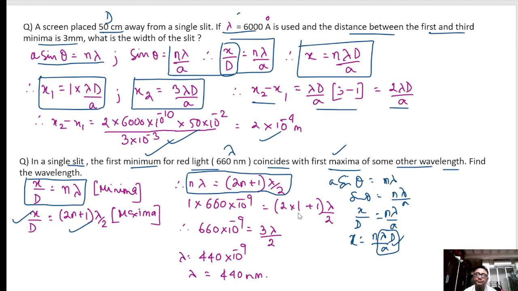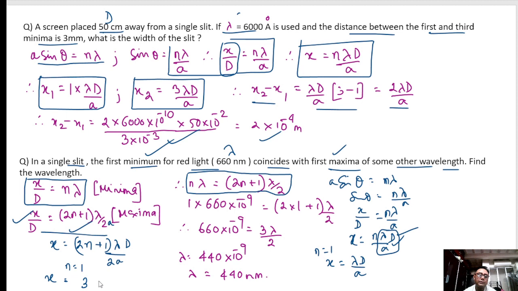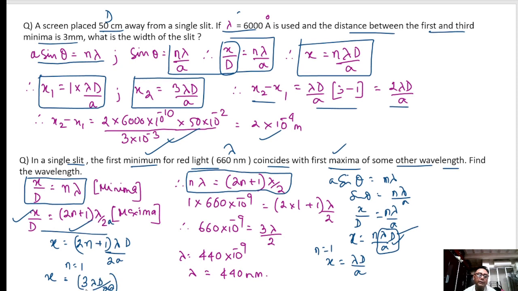Please watch here. For the first minima, n equal to 1, x equals lambda d by a. Now for the first maxima, x by d will be equal to 2n plus 1 lambda by 2a, so x will be 2n plus 1 lambda by 2a into d. Now here n equal to 1, that means x will be 3 lambda d by 2a.